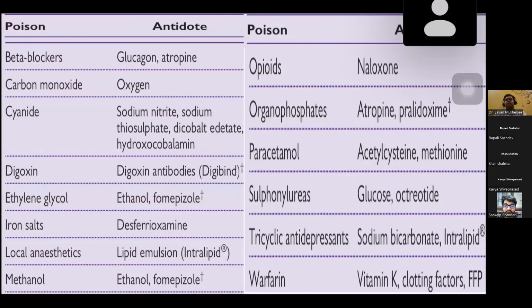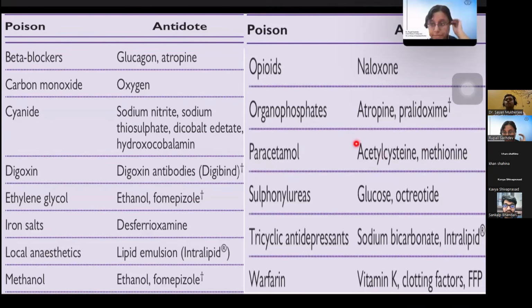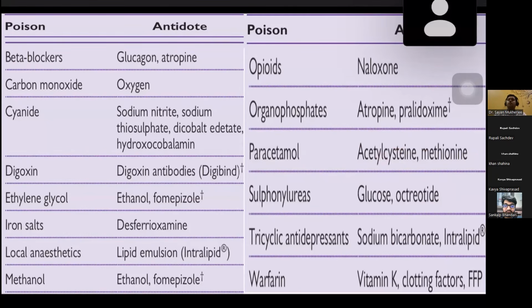And I just included this last one slide about poisoning. It's not possible to cover every poison, but you should go through it. Some common ones, I'll tell you: paracetamol is very important. For paracetamol poisoning, acetylcysteine is very commonly used. And apart from this, just know warfarin, vitamin K, and organophosphates, atropine. Just know this. It's not possible to cover it in detail. Let's go through it later.